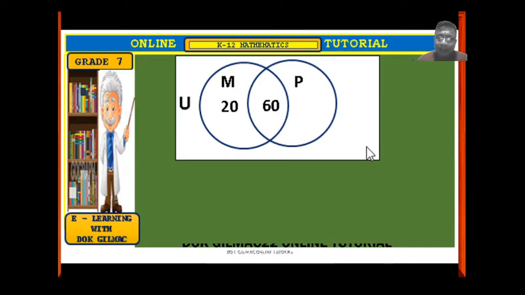Take note of that. Then, for pepperoni, there are 72. 60 plus 12 is 72. 72 plus 20, that's 92. So, out of 100, there are 8 customers who ordered neither mushroom nor pepperoni. Okay?